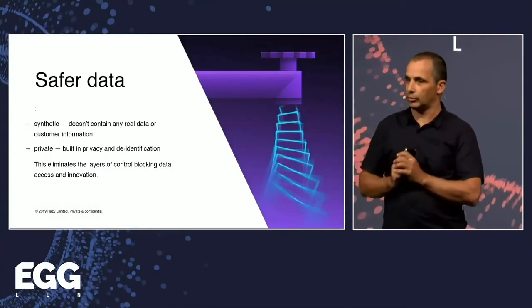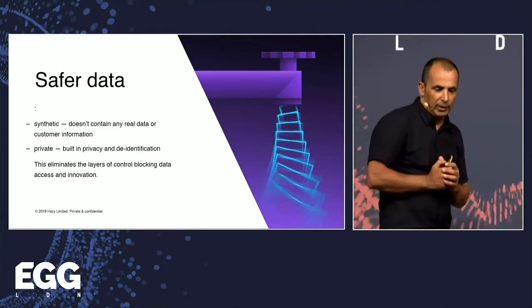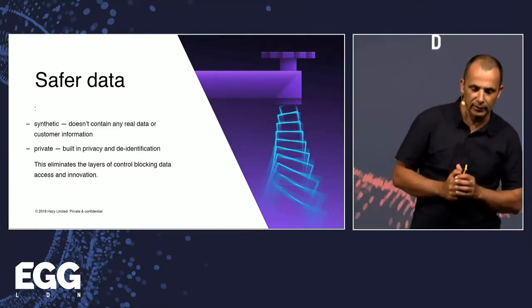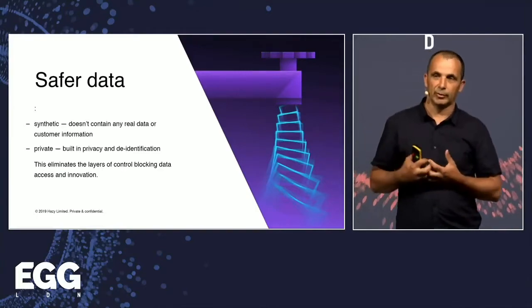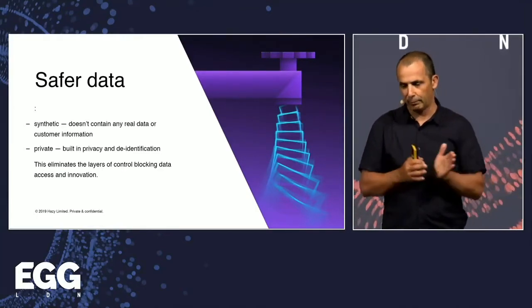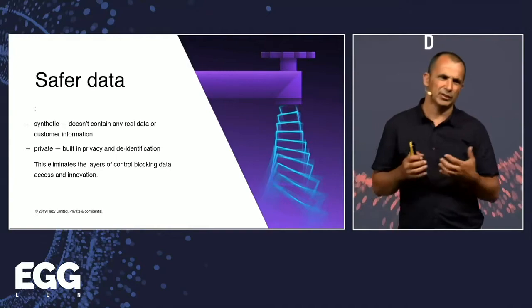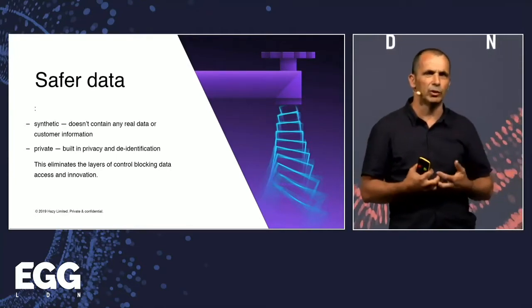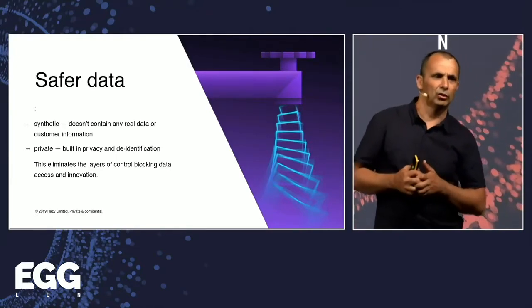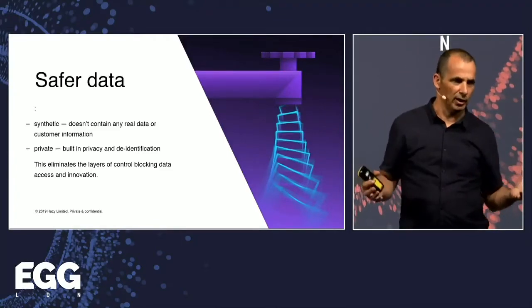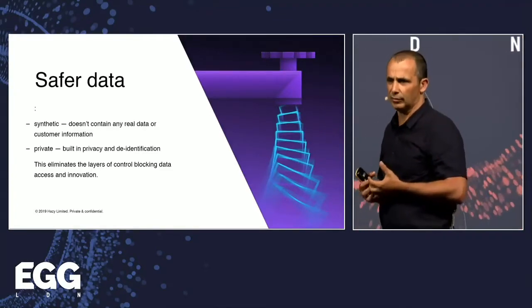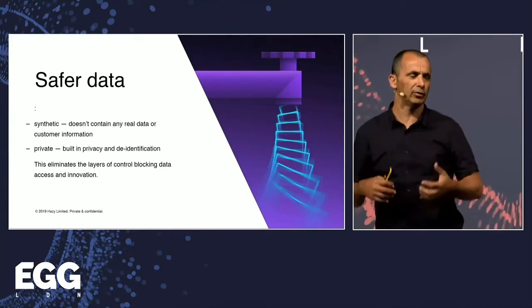So by safer data, we mean that we don't contain any customer information. This process is a pipeline that has several stages. The first stage we do in making this work is removing PIIs, personal identifiers, information that may be related to you, like names, addresses, related to a person.